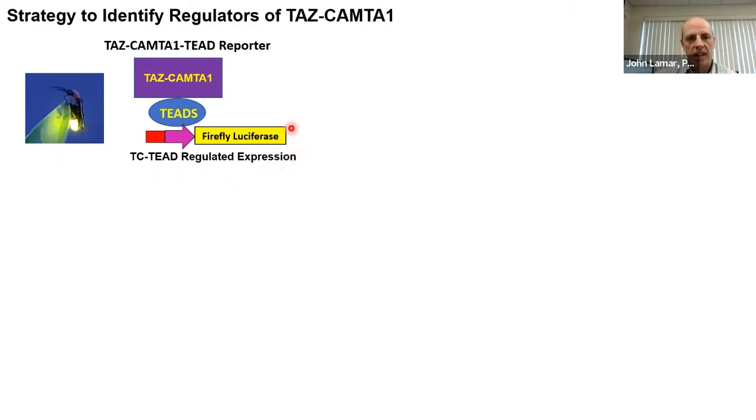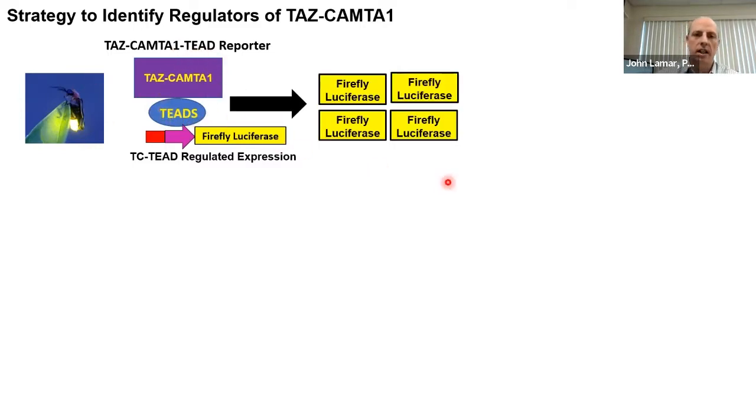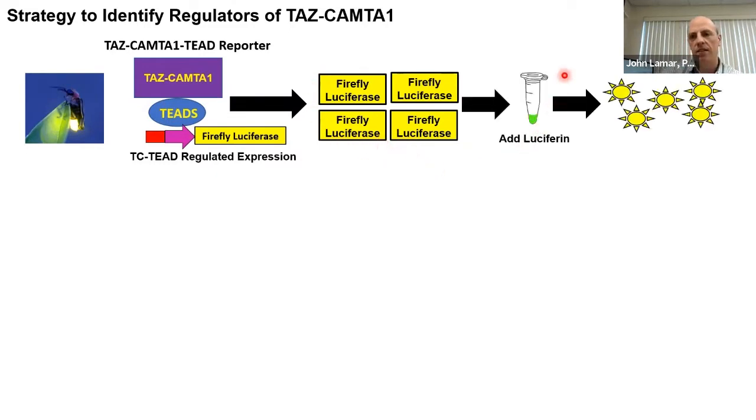What we've done is we've taken the gene that encodes the firefly luciferase enzyme, which is the protein in the firefly that allows them to emit light. And we're going to put this into cells in such a way that it only gets produced by the cells if the cells have a lot of TAZ-CAMTA1 TEAD activity. If the activity of this fusion protein is very high, then you'll get lots of this firefly luciferase enzyme being made by the cell. Then we can just give the cells the substrate for this enzyme, and they will emit light. The amount of light that they emit is going to be directly proportional to the amount of TAZ-CAMTA1 activity in the cells.